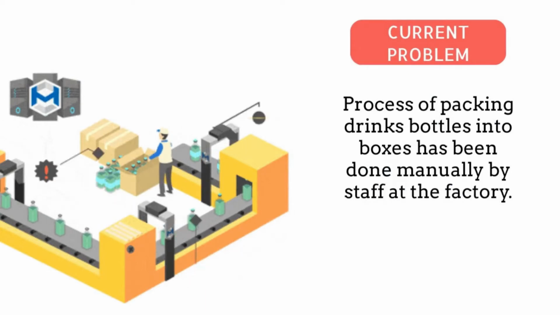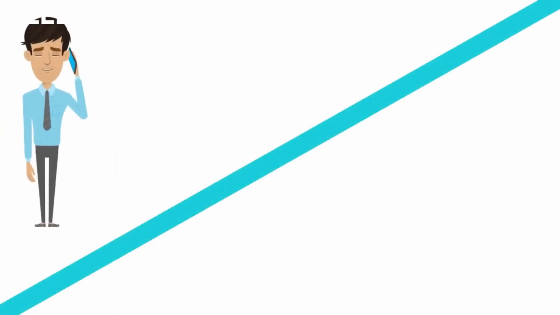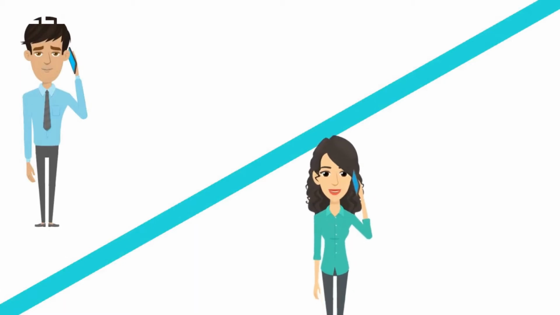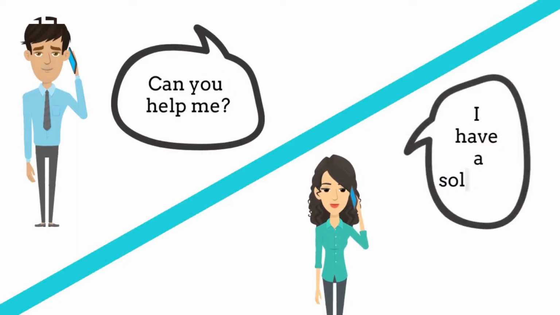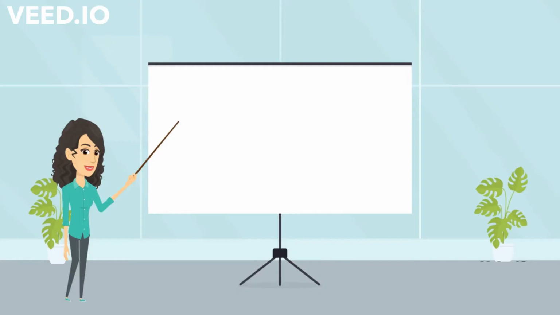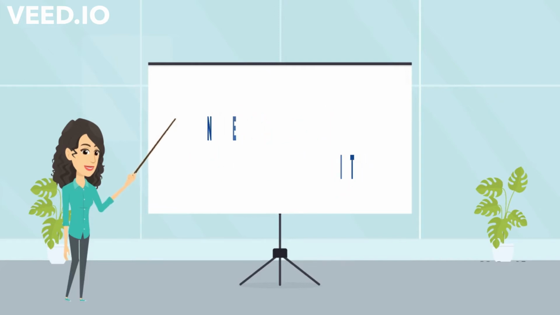The drinks manufacturing company therefore wants to implement an automated system for placing bottles into their respective boxes to be transported. They are unsure of what type of system to implement in their factory as they produce two different types of drinks bottles, plastic and glass. An appropriate solution is to use NextFit and WorstFit.